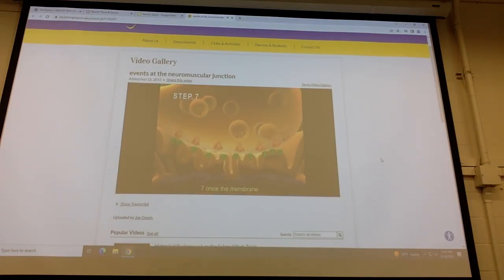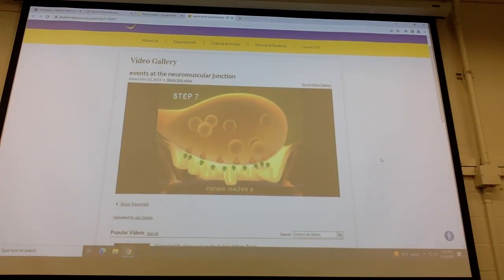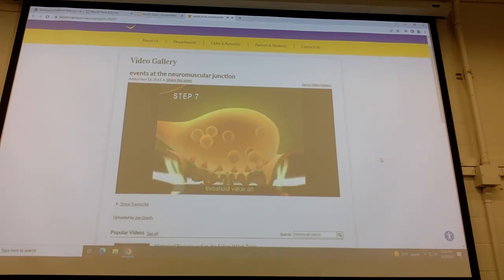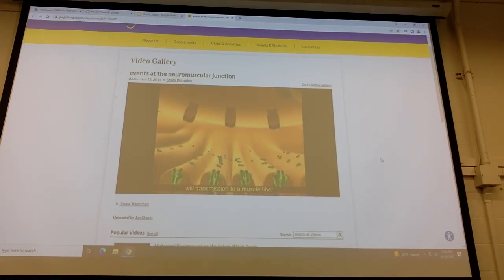Step 7. Once the membrane potential reaches a threshold value, an action potential propagates along the sarcolemma. Neural transmission to a muscle fiber ceases when acetylcholine is removed from the synaptic cleft. This removal occurs in two ways. 1. Acetylcholine diffuses away from the synapse. 2. Acetylcholine is broken down by the enzyme acetylcholinesterase to acetic acid and choline. Choline is then transported into the axon terminal for the resynthesis of acetylcholine.